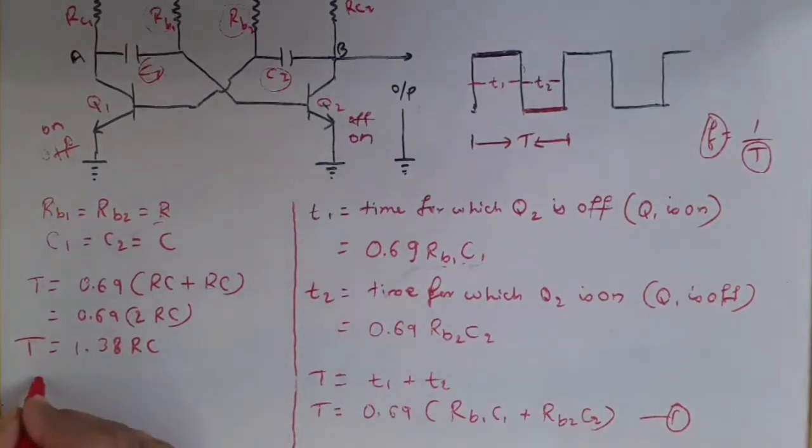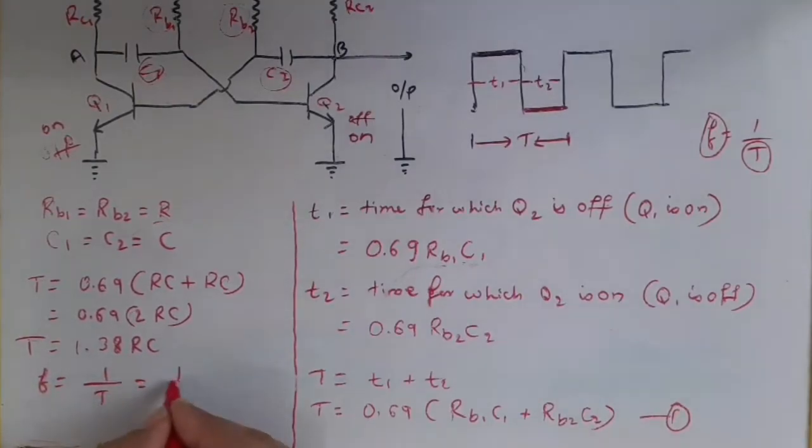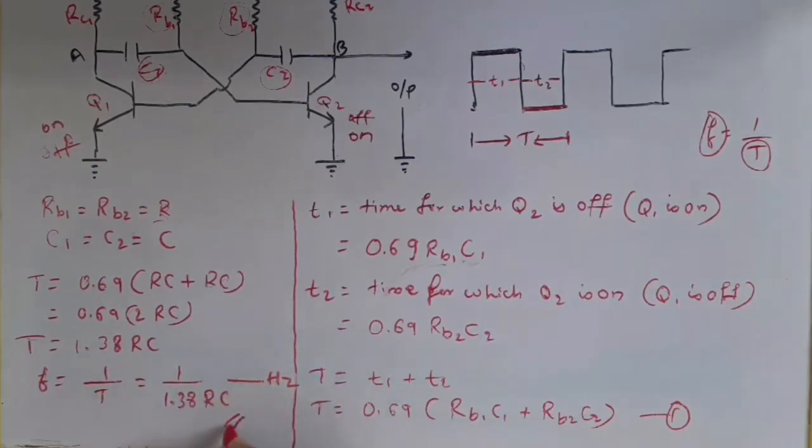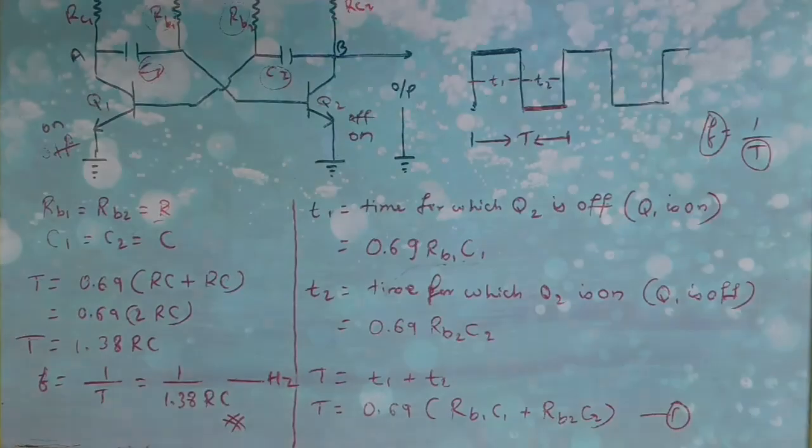So if you want to find the frequency, f equals 1 upon T. So it equals 1 divided by 1.38 RC. Its unit is hertz. This is the frequency of an astable multivibrator.